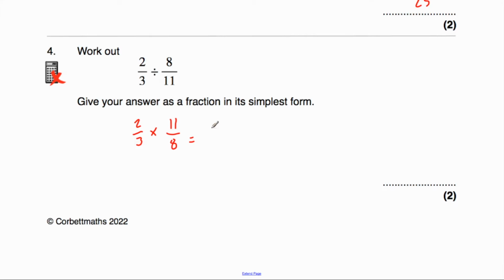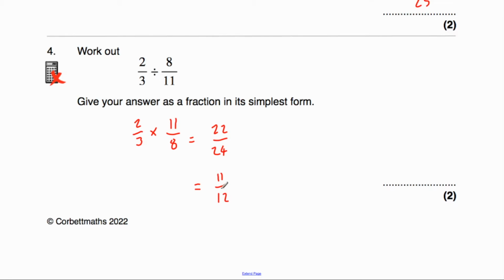2 times 11 is equal to 22, and 3 times 8 is equal to 24. So that means that 2/3 divided by 8/11 would be 22/24. And now we can cancel this down. 22 and 24 are both divisible by 2, so if we divide both of these by 2, we'll get 11 over 12.